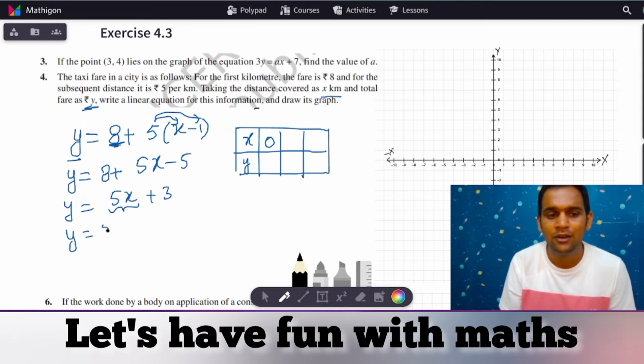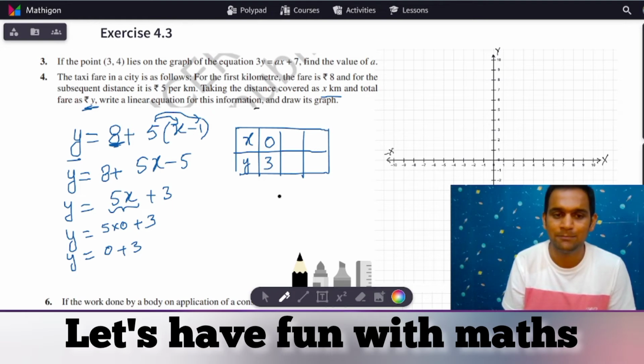Y equals 5 times 0 plus 3. So y equals 5 times 0 is 0, plus 3. 0 plus 3 is 3. And that's how we get the value as 3. If I take x as 1, I get 5 times 1 is 5, plus 3, 8.